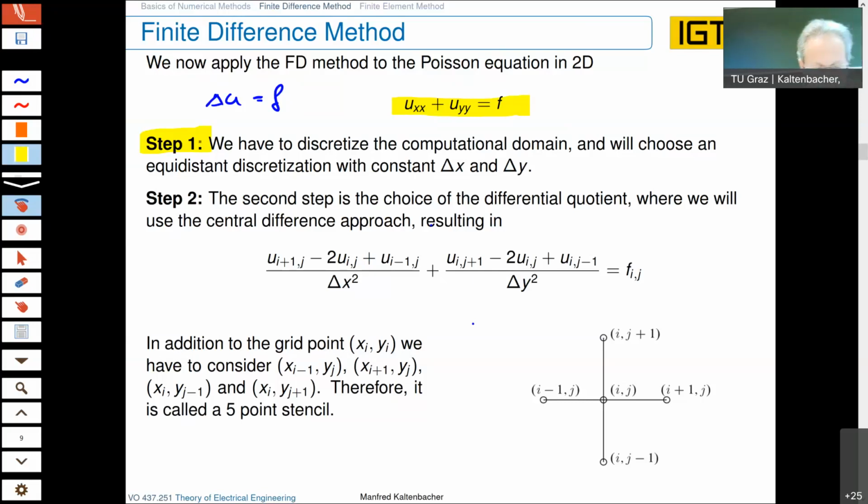And so in a simple case, let's say we have a constant delta x. It is not necessary that this discretization in x direction is always the same. It could also be a little bit different going along the x coordinate, and the same holds true for the y coordinate.